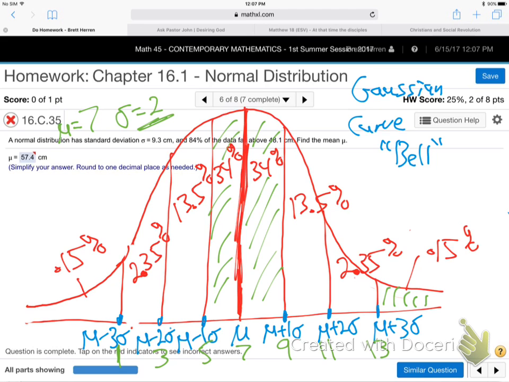Up here, only 0.15%, way less than 1%, right? 0.15% of all women have a shoe size bigger than 13. Probably true. Right? And way over here, only 0.15% of all women have a shoe size less than 1. Can you have that? I don't know. I mean, these numbers are sort of made up. But anyway, you get the idea, right? Those percentages would be the case for women's shoe sizes.